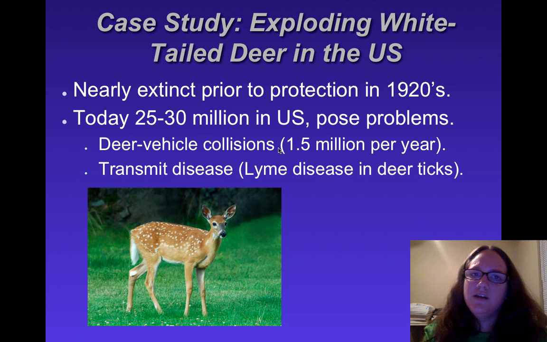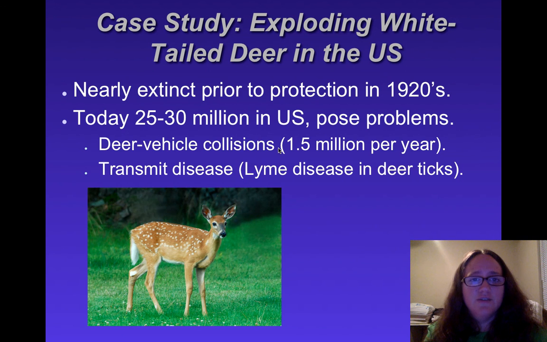And then finally, if you've ever gone deer hunting, some of you might enjoy that. In the 1920s, white-tailed deer in the U.S. were almost extinct. So there were some laws put in to protect these deer. However, now there's a ton of these deer in the US, and they're causing a lot of problems. There are 25 to 30 million. I'm sure you've seen white-tailed deer at some point in your life.